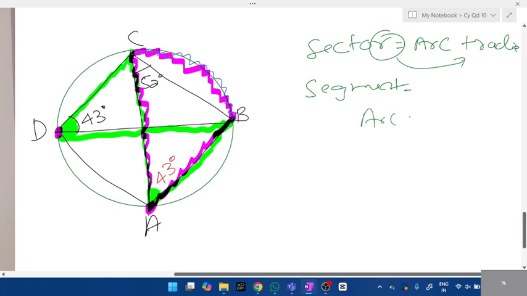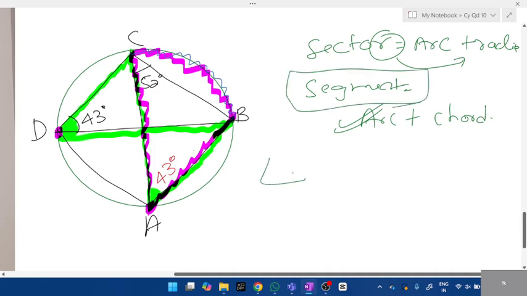What is a segment? Arc plus chord. What is formed here? This triangle is formed using arc plus chord or arc plus radius? Arc plus chord. Then what do you call these two? Do we call it sector or segment? Segment. So the reason you have to write, look here, angle BDC is equal to angle BAC.